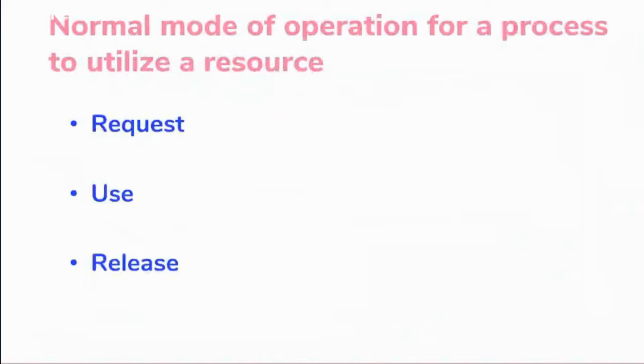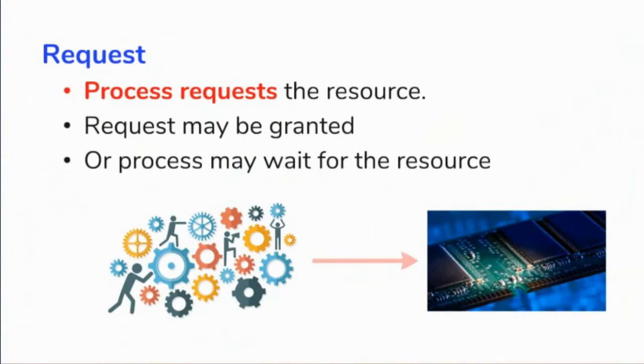Normally, the mode of operation for a process to utilize a resource is in three ways. One is first request the resource, then use the resource, finally release the resource. The first thing is requesting the resource. When the process starts requesting the resource, if the resource is available, it may be granted by the operating system immediately. If the resource is used by another process, the resource cannot be granted. At that time, the process may wait for the resource.